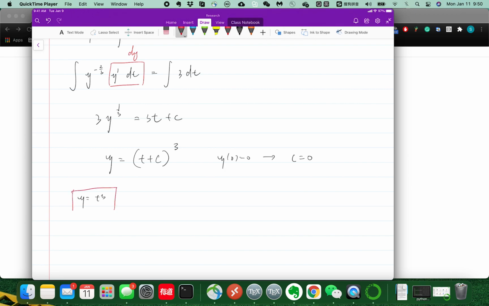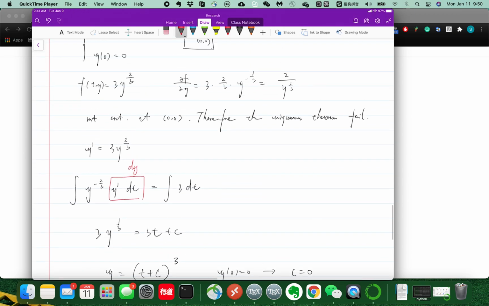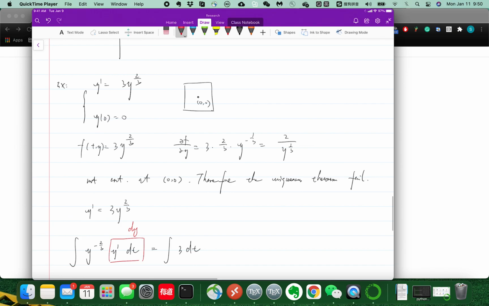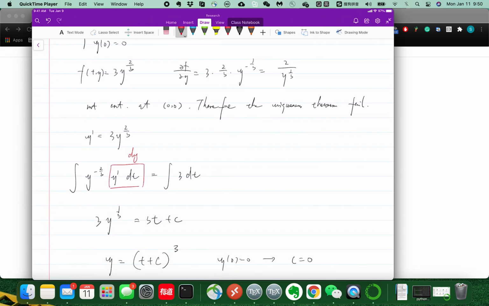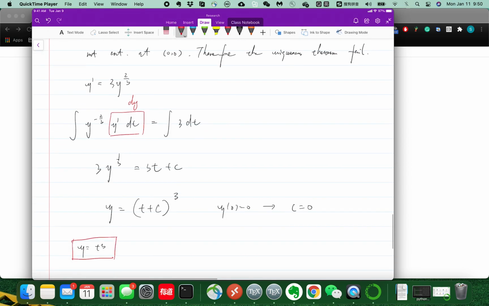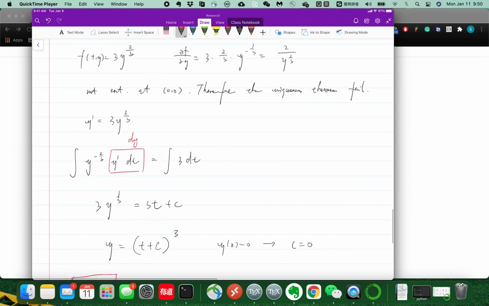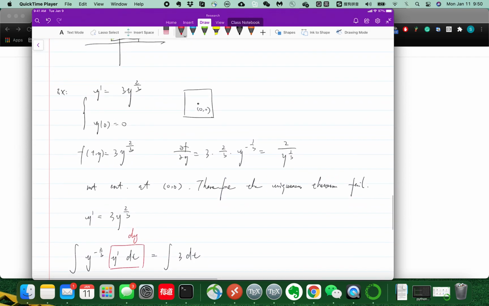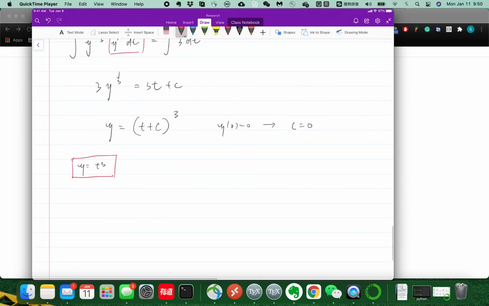You can plug in, this is certainly one solution. But now, by looking at it, can you find another solution right away? That is where we say, well, if you divide by y on the other side, you ignore a possible case. What is it? That is, your y can be 0. So, y equals 0 satisfies y(0) equals 0, and of course it satisfies the differential equation. So, we have two solutions, which is not surprising because you fail the uniqueness of solution. Of course, it's possible you have two solutions.